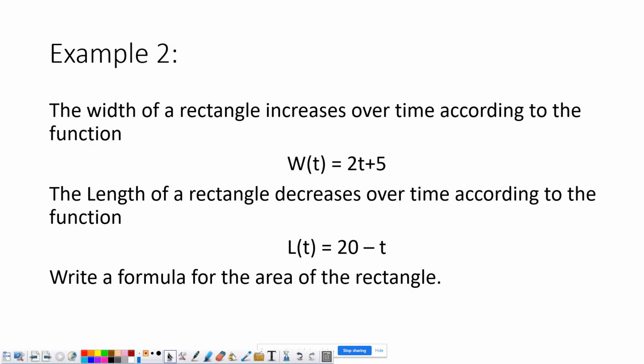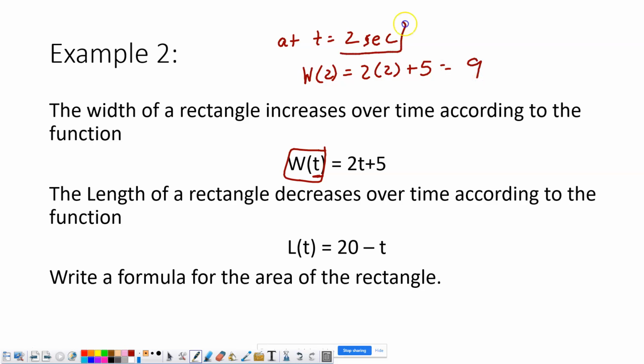The width of a rectangle increases over time according to this function, W. What this means is, let's say that t represents time in seconds and W of t represents the width of the rectangle. For instance, at t equals 2 seconds, if I want to find out what the width of my rectangle is, I would plug 2 into this function. And the answer is 9. So after 2 seconds have gone by, the width of my rectangle is 9.